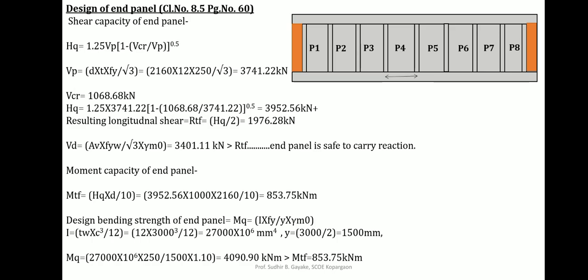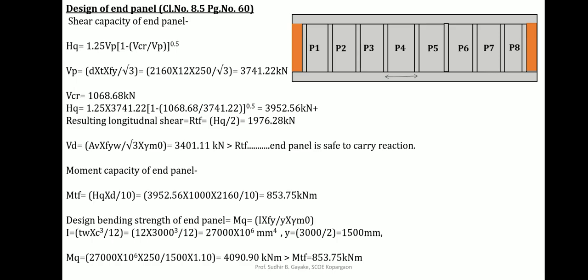So MTF is HQ into depth divided by 10, and that is equal to 853.75 kilonewton meter. For moment capacity you need to calculate your moment of inertia, and moment of inertia is BD cube by 12, but here the B value is nothing but your thickness of web, as it is transverse to your applied force. So thickness of web into C spacing cubed, that is 3000 cubed, divided by 12. The calculated y bar will be 3000 by 2, that is d by 2.